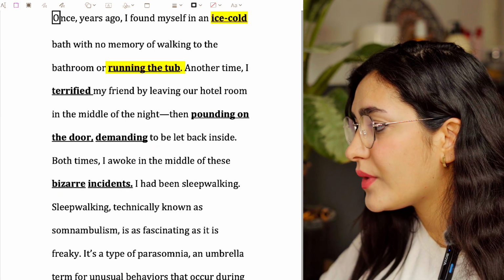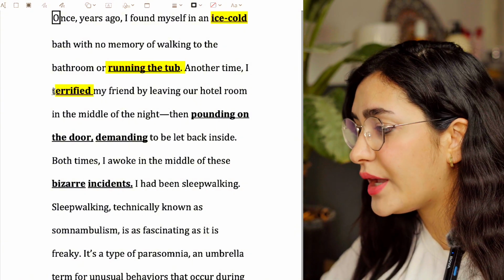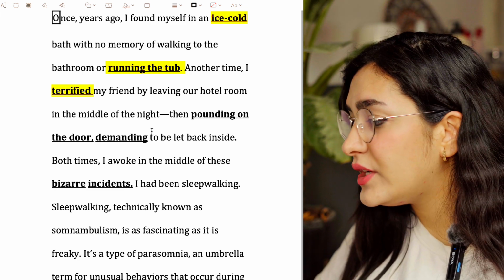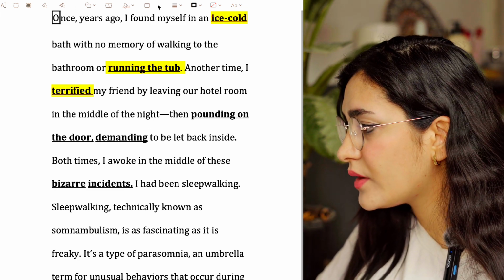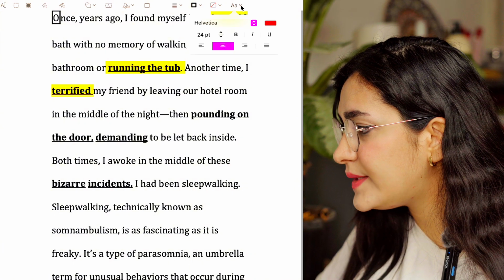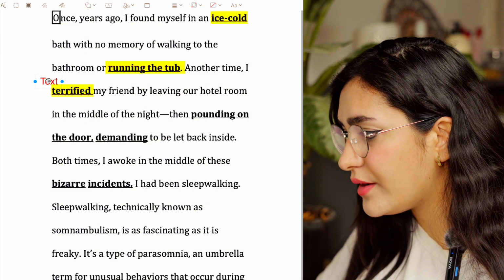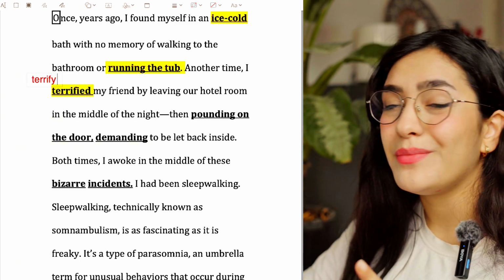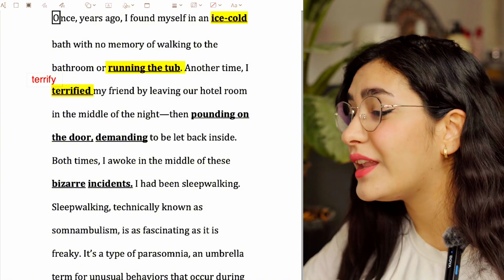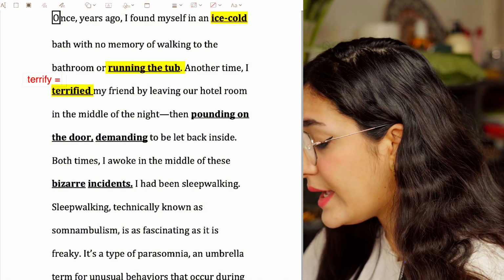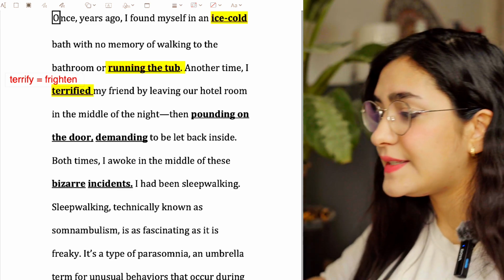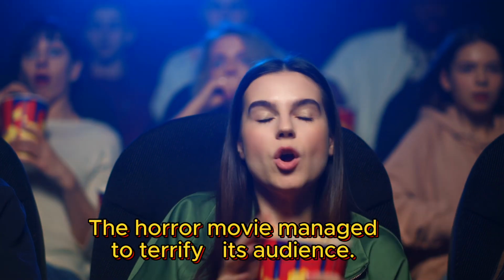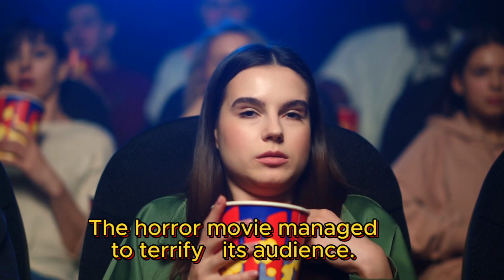Another time, I terrified my friends. So, terrify, actually it's the past tense. The base form would be terrify. Terrify is a verb and it means to cause someone to feel scary, and we can use frighten as a synonym for this word. This is a verb, don't forget it. The horror movie managed to terrify its audience.